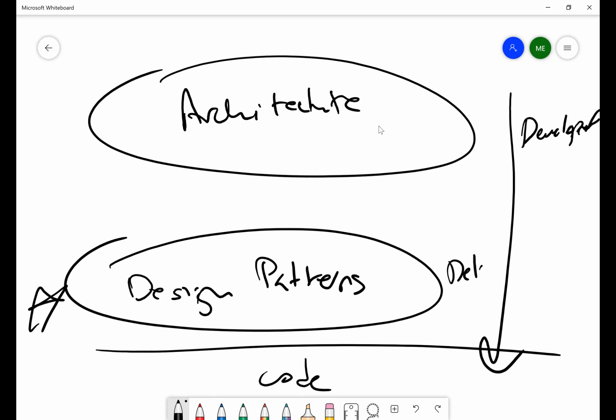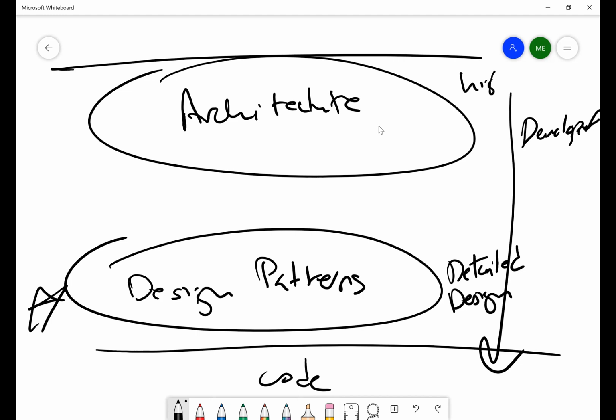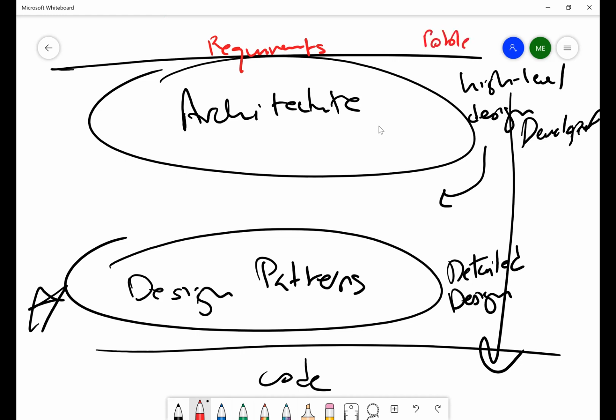So here we are at the detailed design level, whereas here at the top, that was the high-level design, or even architecture design. High-level design is even a little bit down in the middle. And at the very top over here, this is where we have the requirements. This was the problem domain, and then we entered into the solution domain.